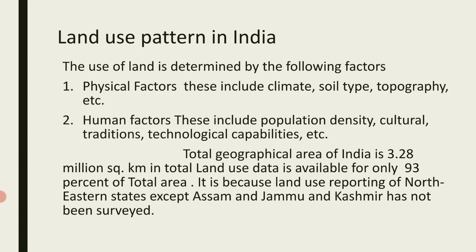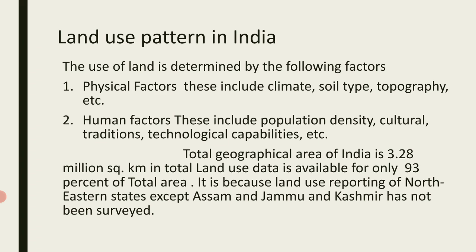The use of land is determined by the following factors. Number 1, physical factors, and number 2 is human factors. Physical factors include climate, soil type, topography, etc. And human factors include population density, cultural traditions, ecological capabilities, etc.